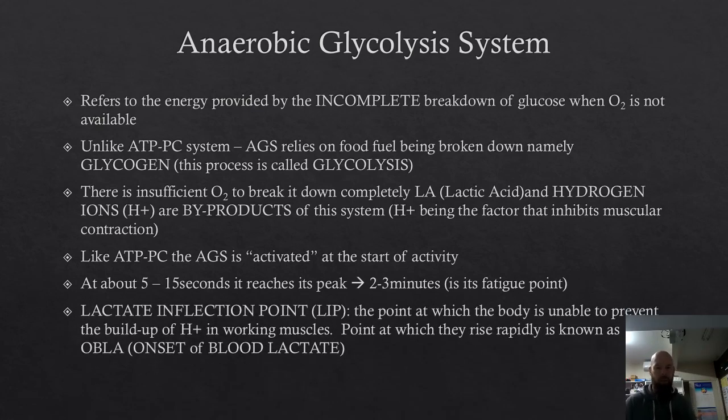Okay, another term that you need to know is the lactate inflection point, or LIP. So that's the point at which the body is unable to prevent the buildup of hydrogen ions in the working muscles. So at this point, those levels rise really quickly, and that point is known as the onset of blood lactate, which we'll look at in a little bit.